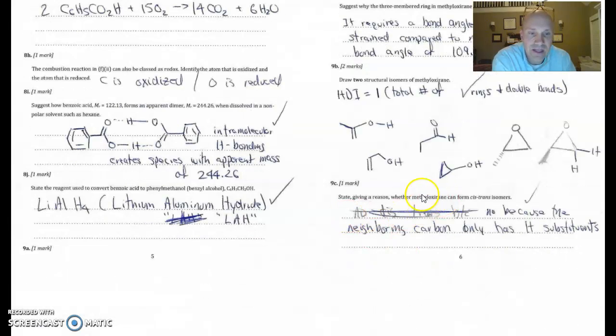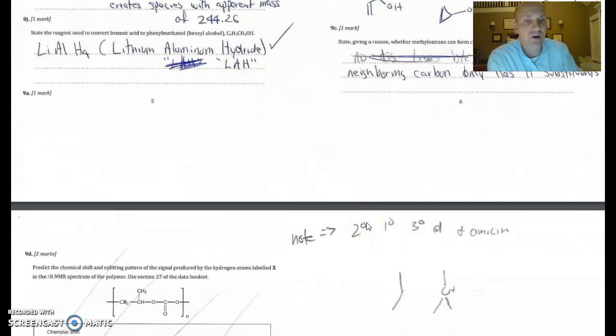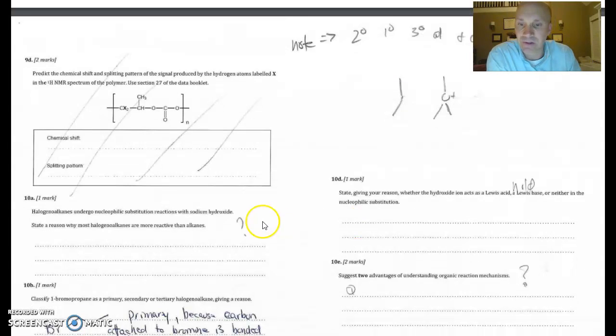State, giving a reason, whether this can form cis-trans isomers. No, because to have cis-trans isomers on a ring, you want to have substituents that are either on the same side or opposite sides of the ring. In order to have that, you'd have to have a substituent on this carbon right here. In reality, they're both hydrogens, so cis-trans isomers would not be possible.